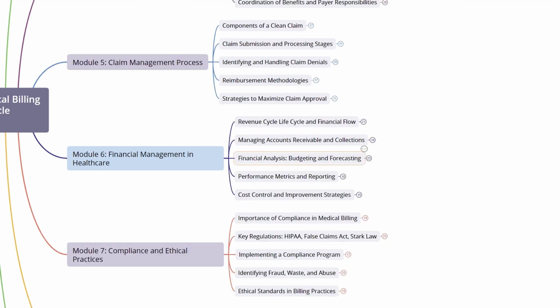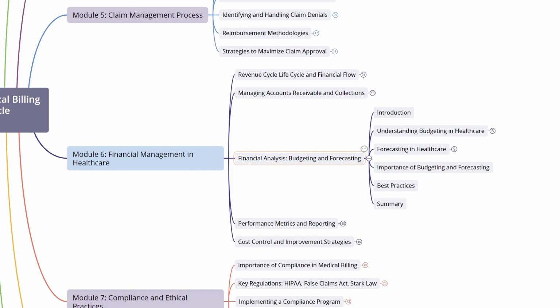Next, financial analysis, budgeting, and forecasting. Using historical data and current trends, organizations can develop budgets and financial forecasts. Now, these tools guide strategic decision making, resource allocation, and performance evaluation.